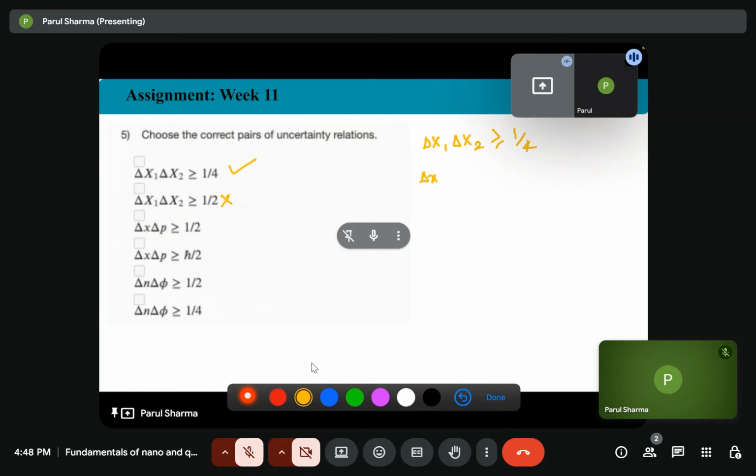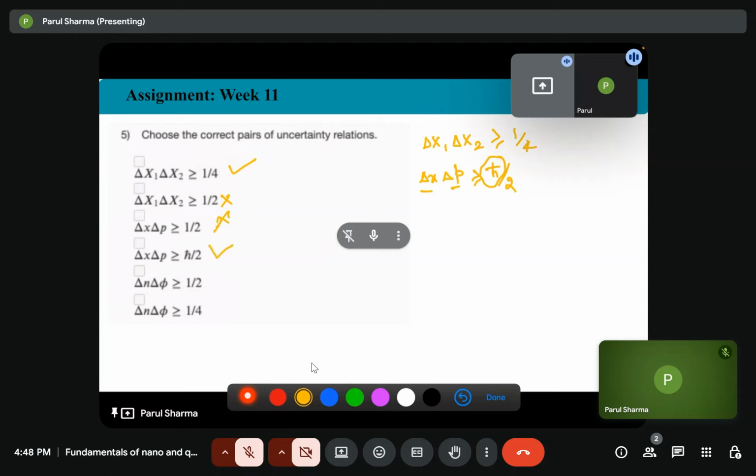Then delta x, delta p is greater than h cross by 2, since x and p have some units. So here there will be h cut, whereas x1 and x2 are dimensionless. So that's why in the uncertainty relation there was no h cross. So this is incorrect.